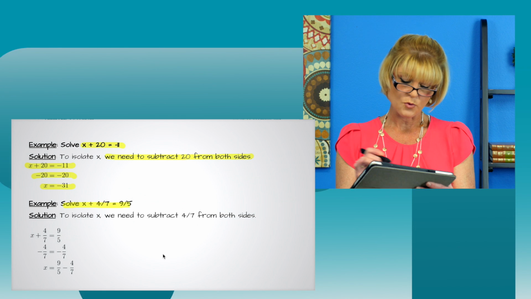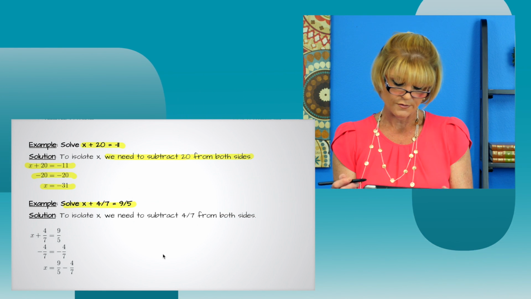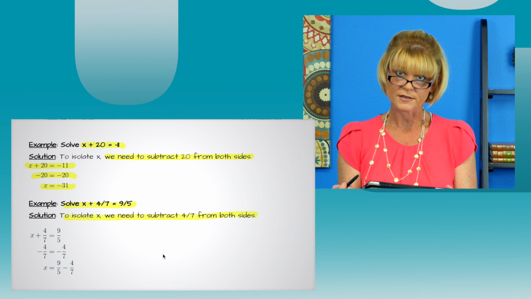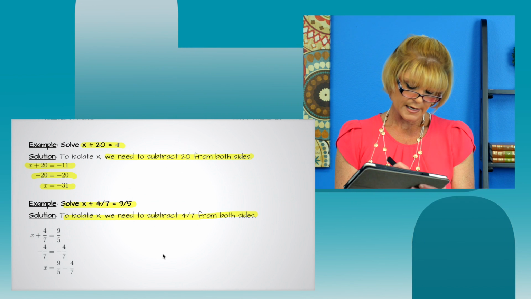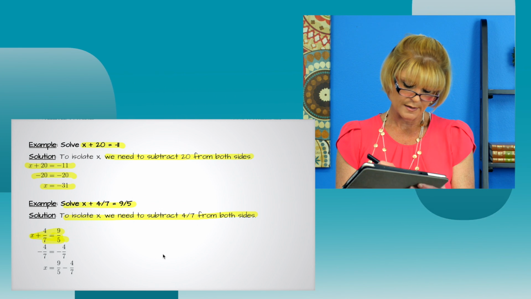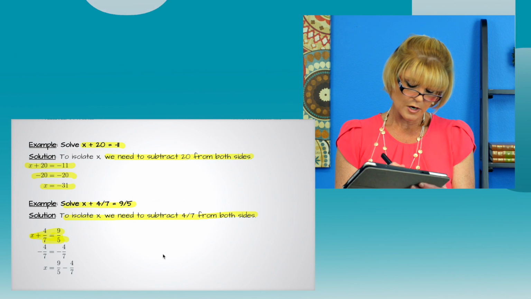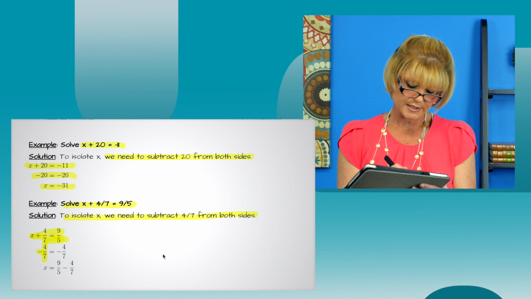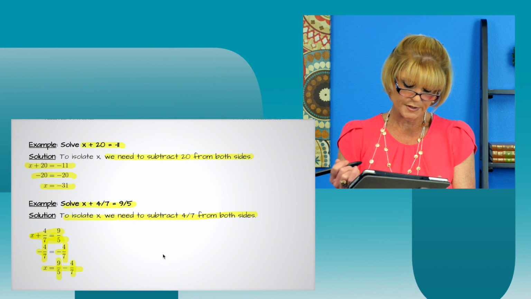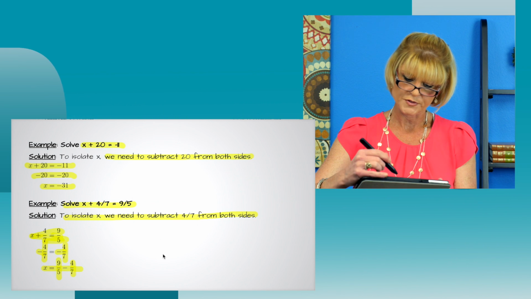Solve x plus 4 over 7 equals 9 over 5. So to isolate x, we need to subtract 4 over 7 from both sides. Here's our problem. x plus 4 over 7 equals 9 over 5. All we have to do is subtract 4 over 7 from both sides. So here we go with our problem of x equals 9 over 5 minus 4 over 7.